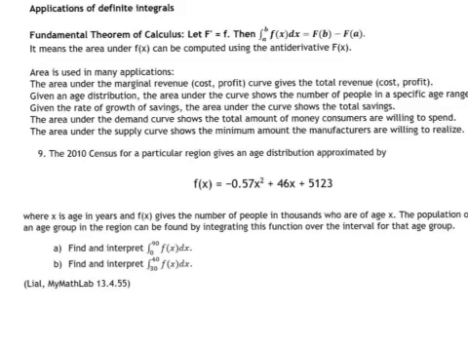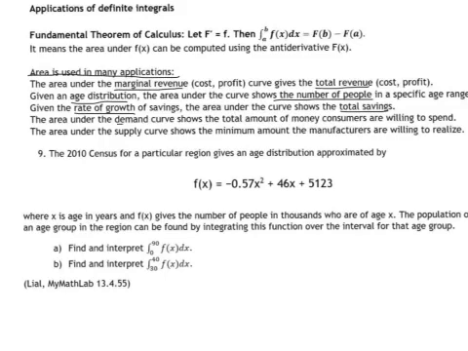integral can be used. So when you have a function, you can see that the area under that function has a meaning or has an application based on what the function is that you've plotted. So the area under a marginal revenue function would give you the total revenue. The age distribution function, that area would actually give you the number of people who are in a specific age range in that population. Given the rate of growth of savings, the area under the curve would give you the actual savings that are had.